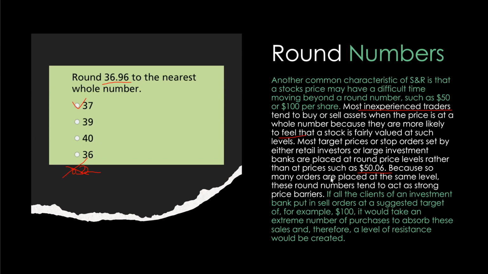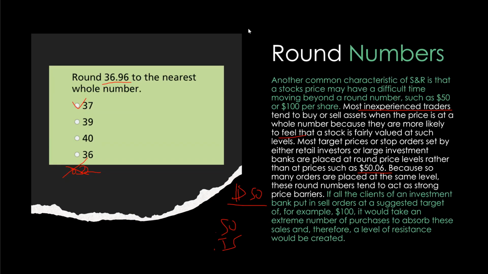Because so many orders are placed at the same level, if a hedge fund is placing all their orders at $50, they say, okay, 50 is good, we're out. Many of those orders are placed at the same level. These round numbers tend to act as strong price barriers. Let's think about strike prices for a second as well. It's very uncommon that you see a strike price with a decimal, like 50 cents or 75. Normally they go by the dollar with small increments in between. But for the larger stocks, you only go by the dollar.